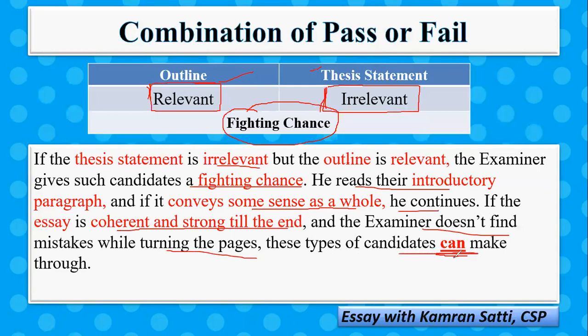Once again, can. So why does the essay have to be coherent and strong till the end? Because in the introductory paragraph, the examiner didn't find any coherency. The introductory paragraph didn't convince the examiner of how the essay of this candidate will be structured. So if the examiner can't find a structure in the introductory paragraph, he will look for that structure in the whole of your essay. And if you can't provide that structure in the whole of your essay, then you won't make it. But if you can, then you might pass.